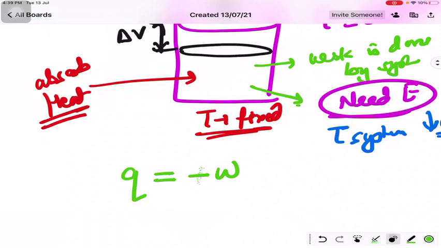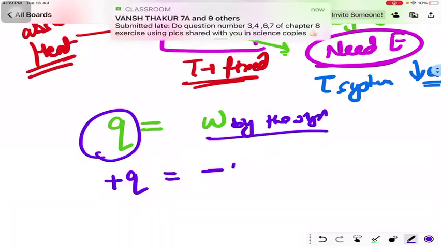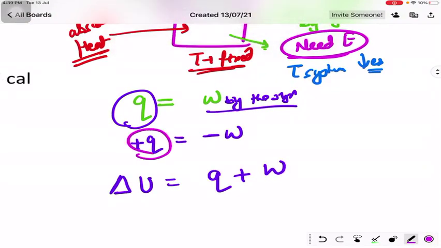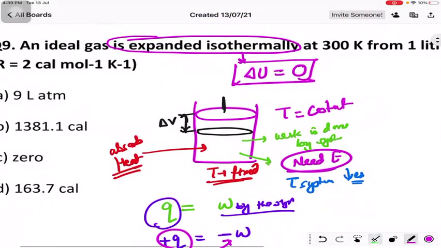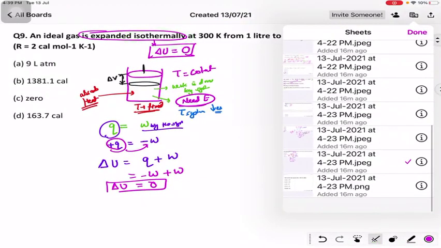Now what is the sign convention? Because work is done by the system, and heat is absorbed by the system, Q is taken positive at that time, plus Q, and this is equal to, work done by the system, minus W. So according to first law of thermodynamics, delta U is equal to Q plus W. Upon putting the value of Q, which is minus W, it will be minus W plus W, so it will become 0. So this is the correct option. Or directly you can remember that whenever the process is isothermal, delta U is always equal to 0.